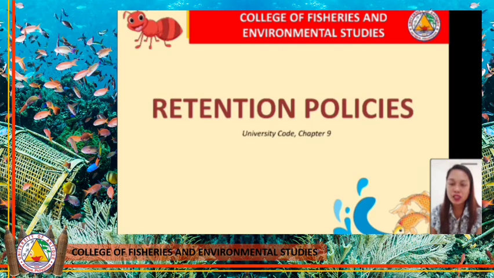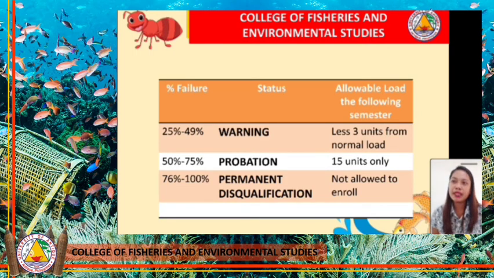Now, for the retention policies. Okay, on your screen is a table that shows the standards in evaluating student records for the purpose of retention. A student will be put into warning status if he or she obtained 25 to 49% failure, that is, a 25 to 49% failing grade out of the total academic units you are enrolled in a specific semester. Probation, if you obtain 50 to 75% failing grade, and 76 to 100% failure means permanent disqualification.